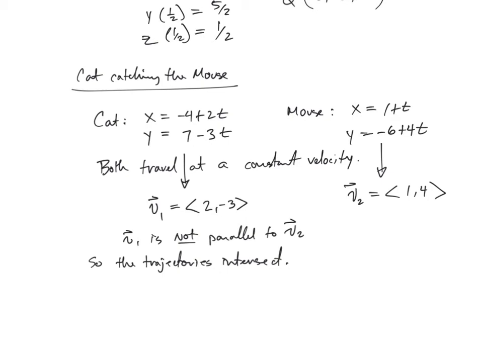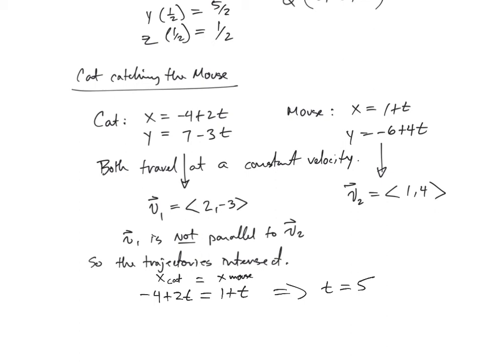So if we do that, that means the cat's x coordinate, -4 plus 2t, must be equal to the mouse's x coordinate, 1 plus t. Okay? This is x cat, this is x mouse. If we do that, it's just one equation with one unknown t. We find t is equal to 5.